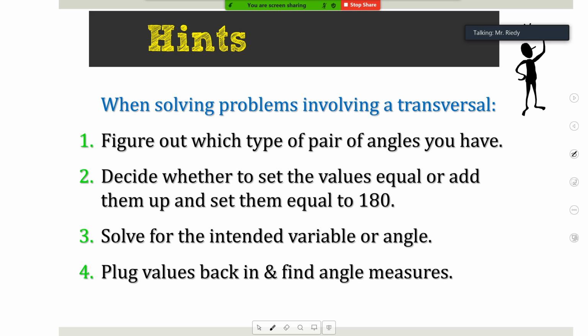Again, I would encourage you to paraphrase this if you need to. Solve for the intended variable or angle. If that doesn't make any sense for you, paraphrase it into something that does. Solve the equation. Figure out what x is. Whatever's going to work for you so that when you look at it, it actually makes sense and you're not just blindly copying things down.